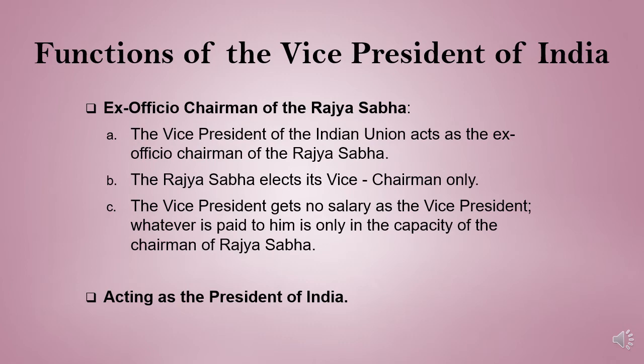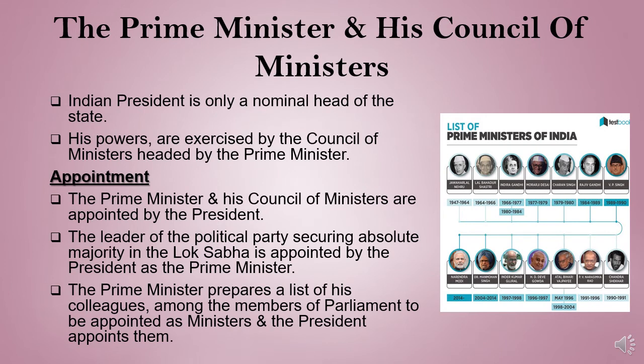Okay. Now the next one is the prime minister and his council of ministers. The Indian president is only a nominal head of the state. See, the president is only a nominal head of the state, which means he is the head of the state, but all the work is done by the council of ministers headed by the prime minister. His powers are exercised by the Council of Ministers headed by the Prime Minister.